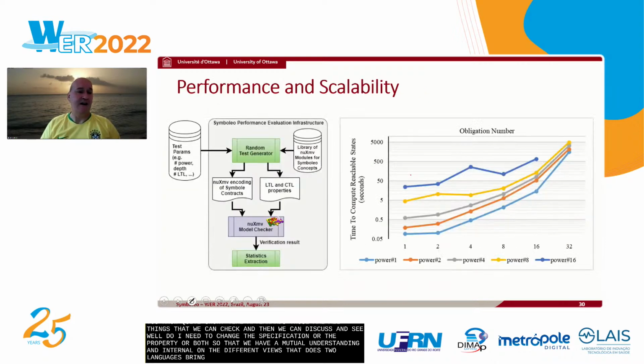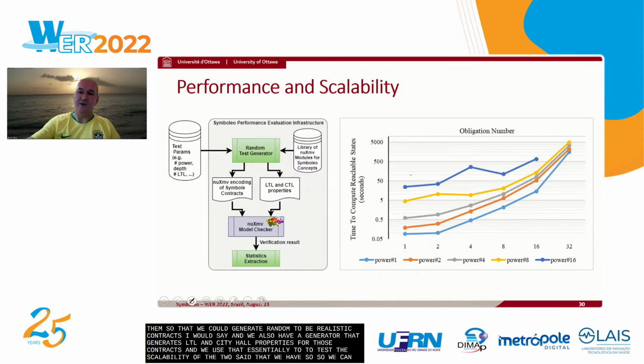We also assess the performance and scalability of this approach. So we created tools to generate contracts randomly, given specific parameters. We looked at 14 contracts to extract the frequency of the usage of obligations and powers and other concepts in them, so that we could generate randomly realistic contracts, I would say. And we also have a generator that generates LTL and CTL properties for those contracts. And we use that essentially to test the scalability of the tool set that we have.